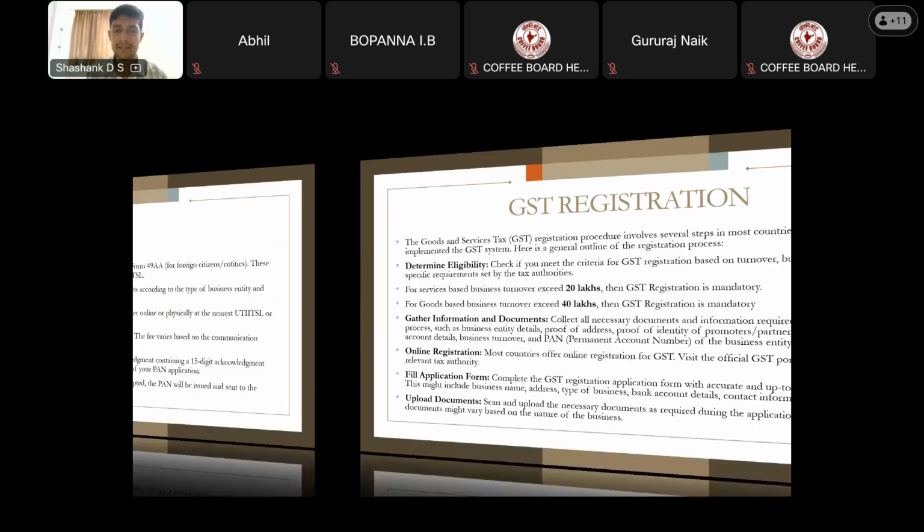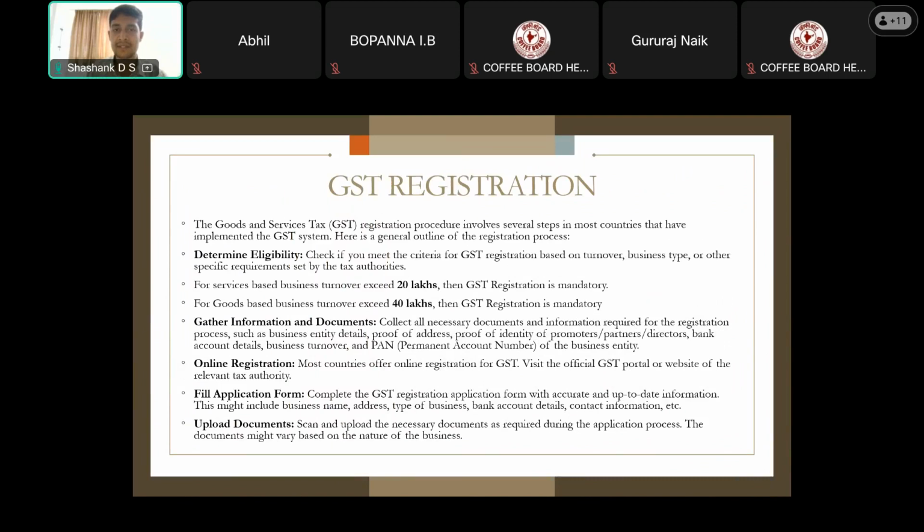So the next step, after obtaining all the registrations and incorporating your company, is GST registration, which we need to evaluate to see if it is mandatory for our business. As I said, the threshold limit for a service provider is 20 lakhs per annum. For trading of goods, 40 lakhs is the threshold limit per annum for availing GST registration.